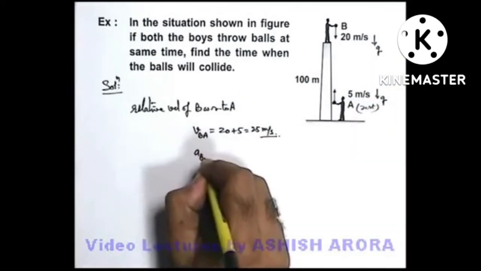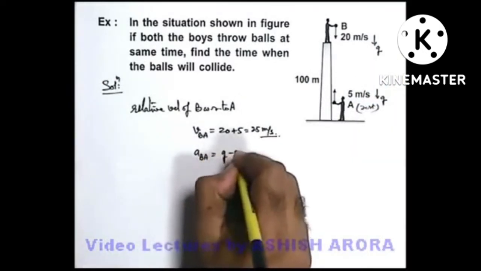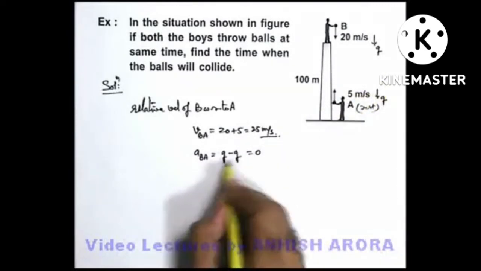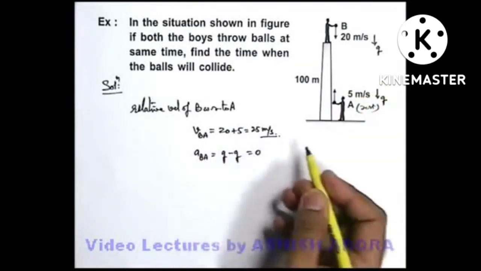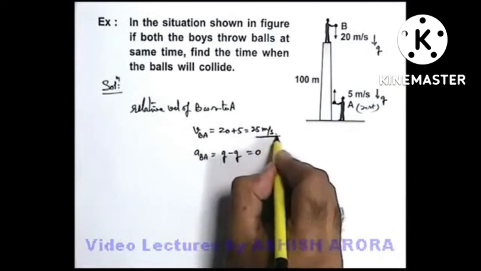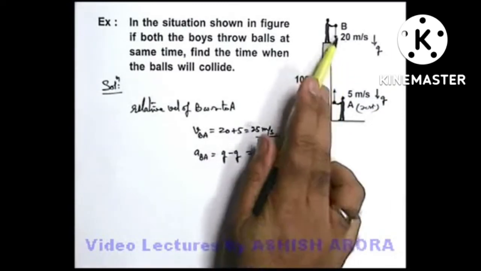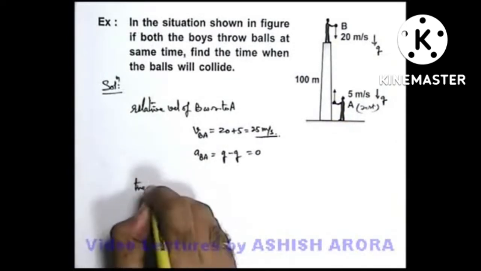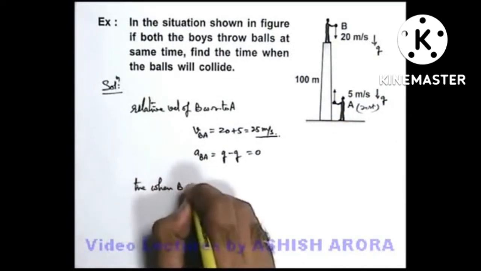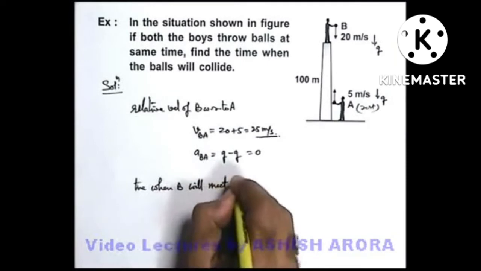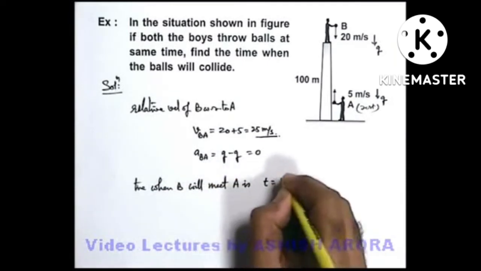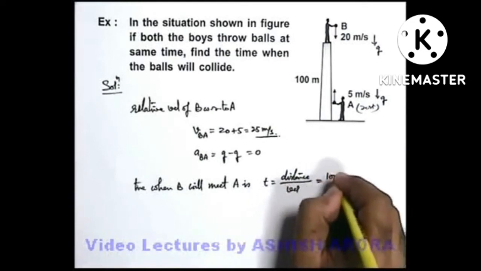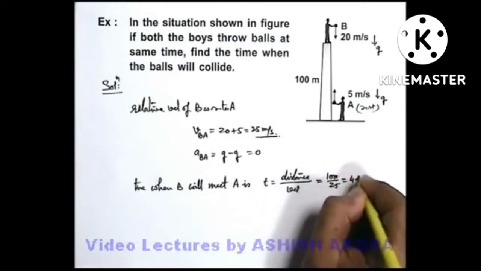So your relative acceleration of B with respect to A can be written as g minus g, it is 0. As their accelerations are in the same direction, the relative acceleration will be the difference of the two, it is 0. So if the ball B is moving at a velocity of 25 meters per second downward without any acceleration, we can directly find the time when B will meet A. This time can be directly written as distance upon velocity. So it can be written as 100 divided by 25, this is 4 seconds.